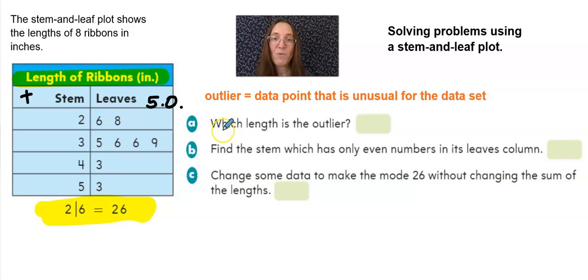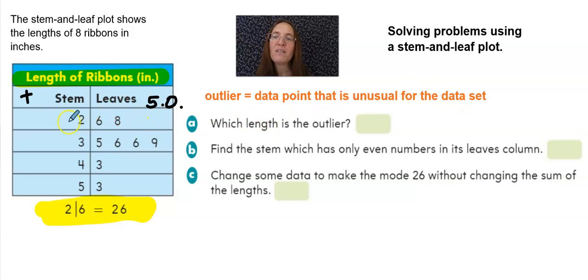Our first question is, what length is the outlier? This is a term we have talked about in class, but I did not talk about it in the video I made about stem and leaf plots. An outlier is a data point that is unusual for the data set. Usually it's way, way bigger or way, way smaller. And so we want to pay attention to those because to understand the entire group of numbers, that particular data point may not really help us. What is the data point that is unusual for the data set?